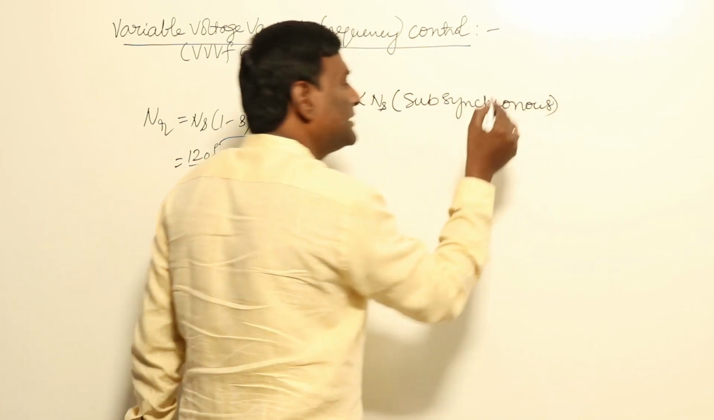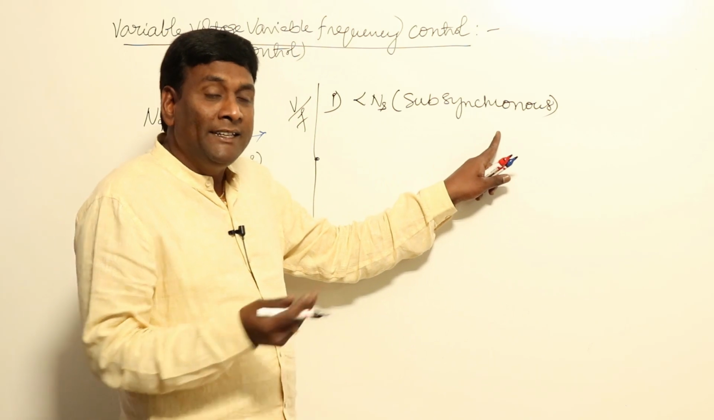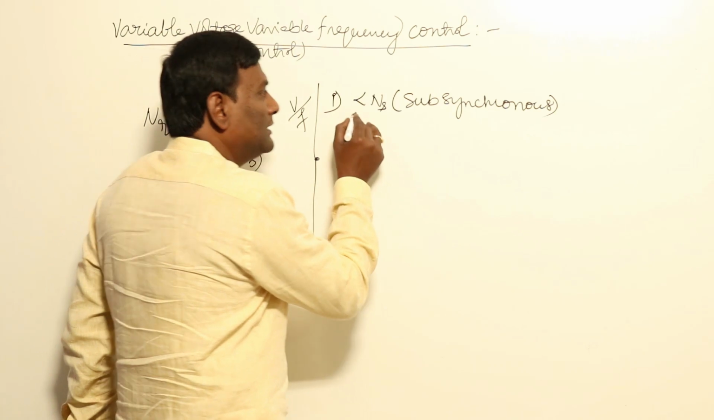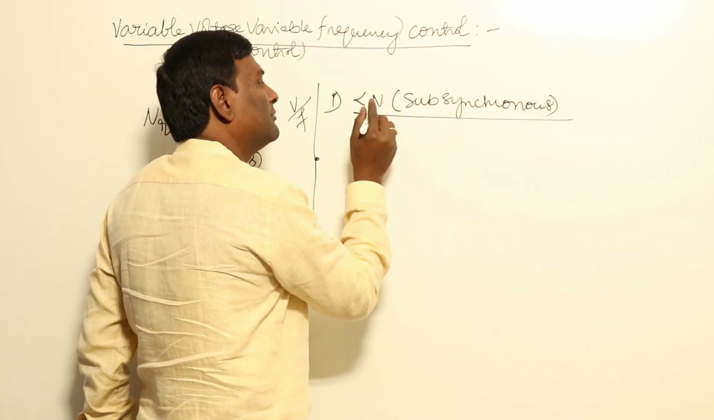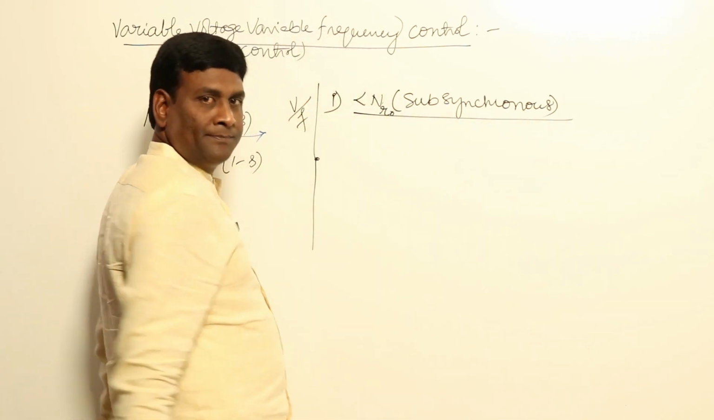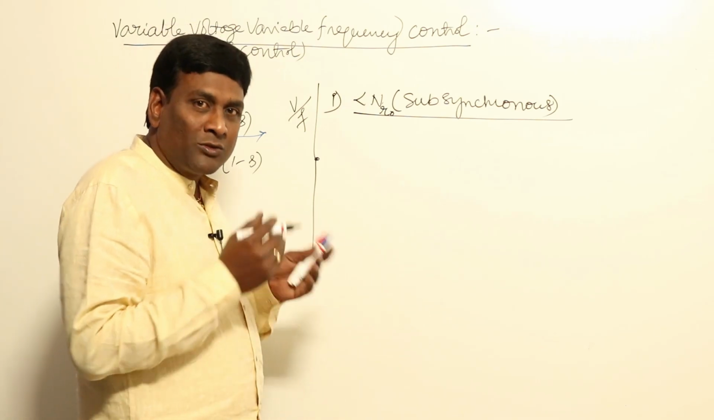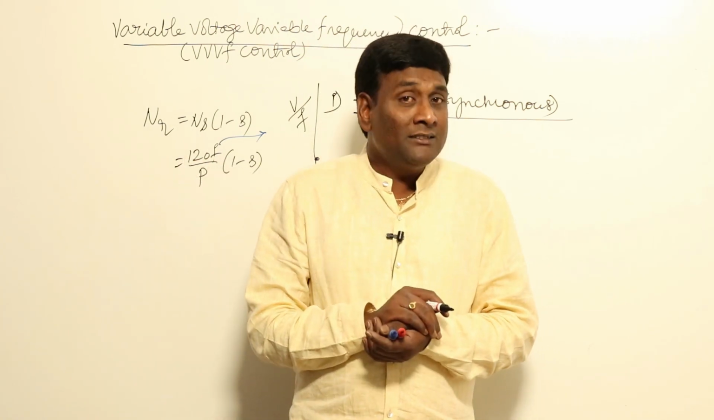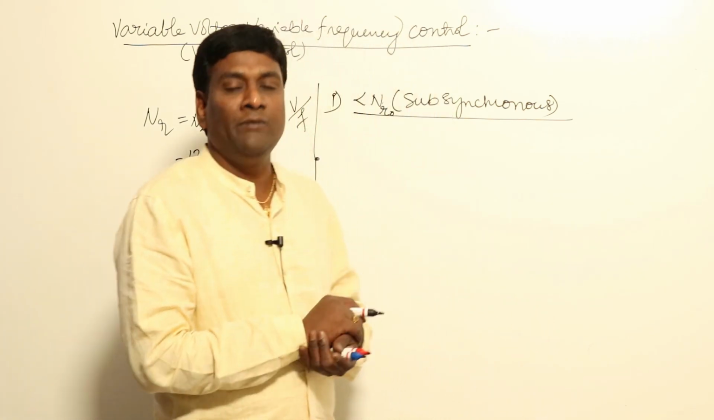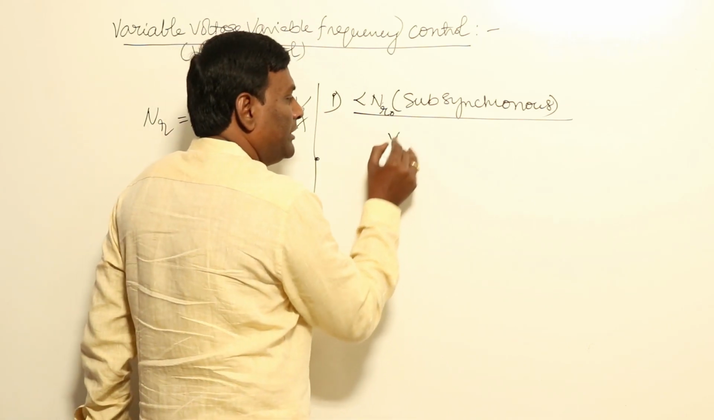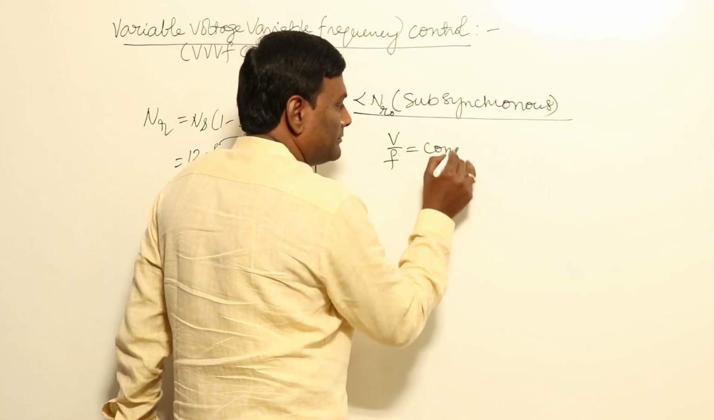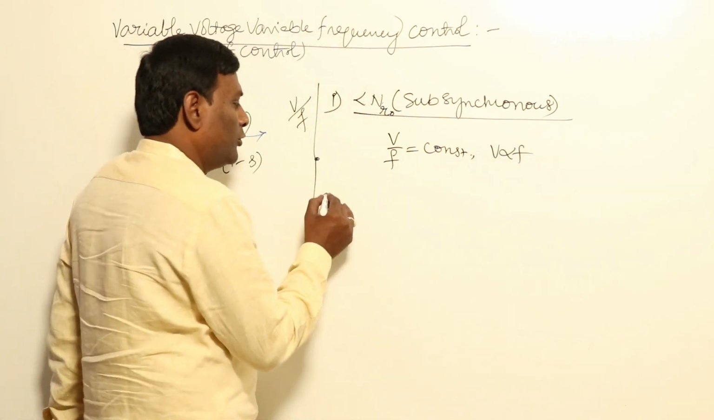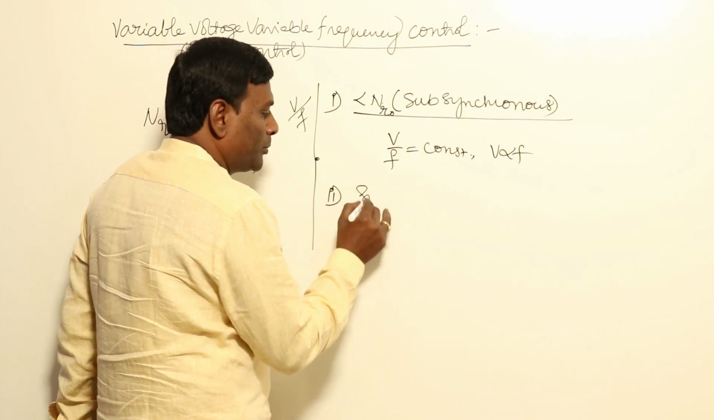my meaning of subsynchronous is that the synchronous speed is reduced compared to the rated synchronous speed, rated at no load condition. To achieve subsynchronous speeds, the frequency has to be reduced, which means the voltage has to be reduced in order to maintain the V by F ratio constant. V by F constant means voltage is directly proportional to frequency. Keep it aside.